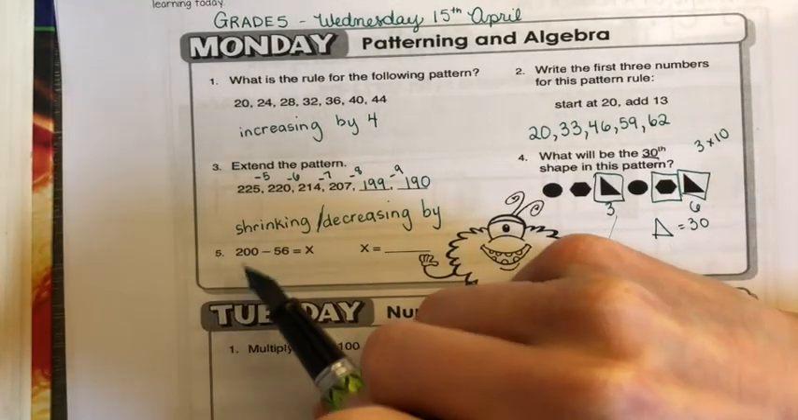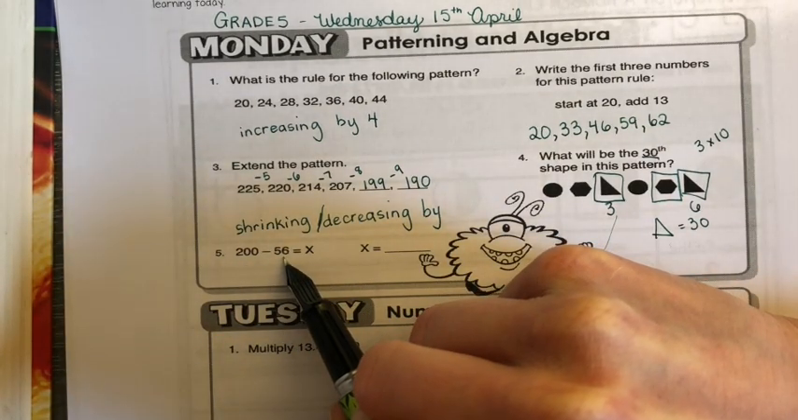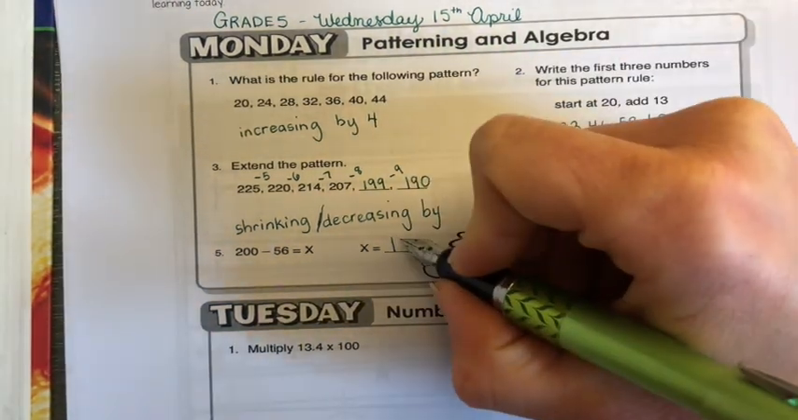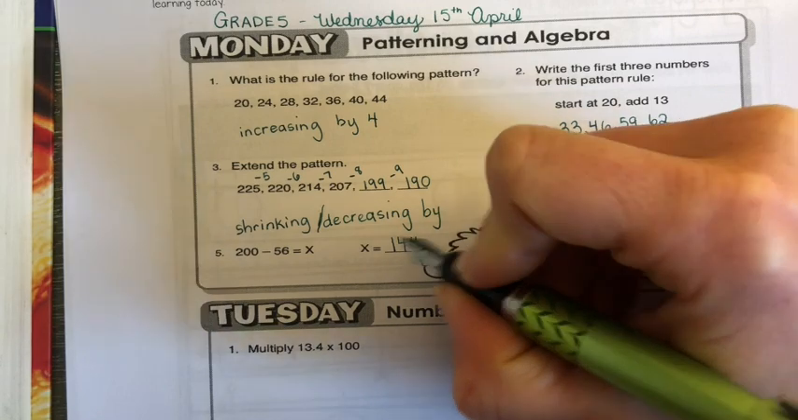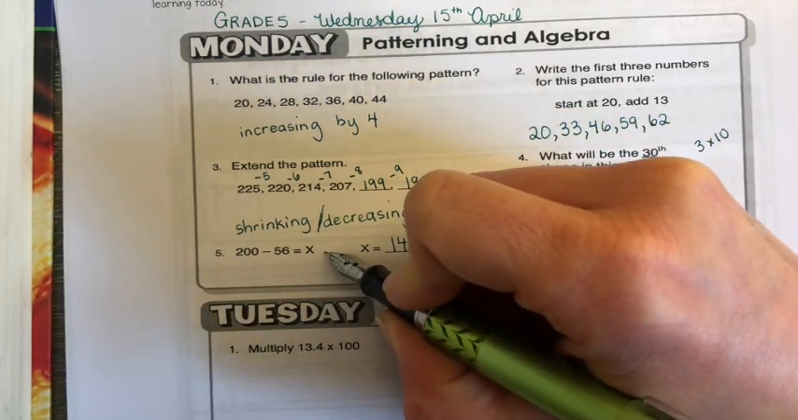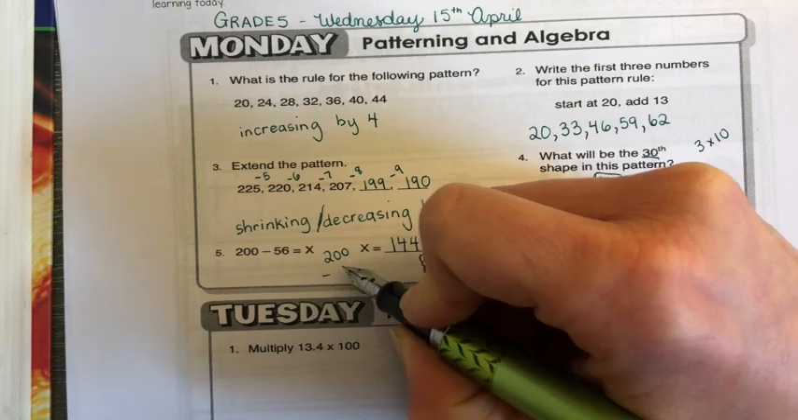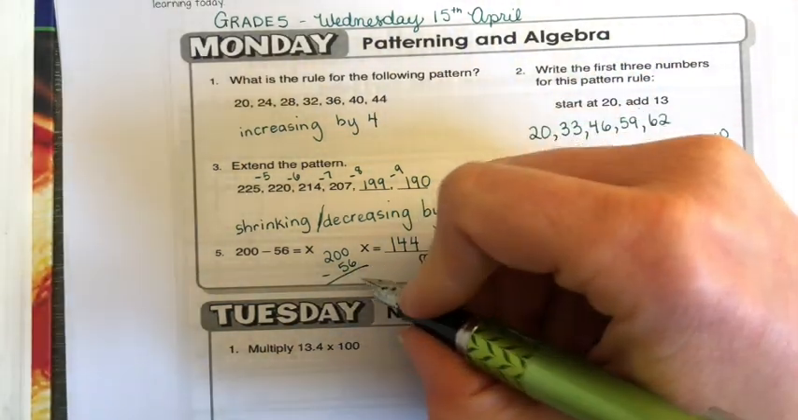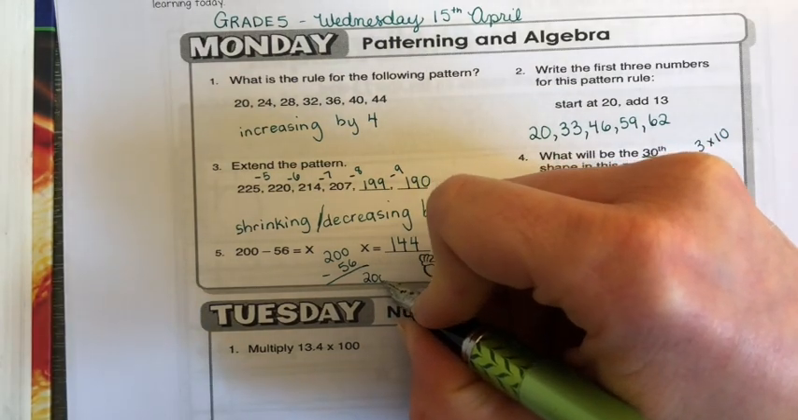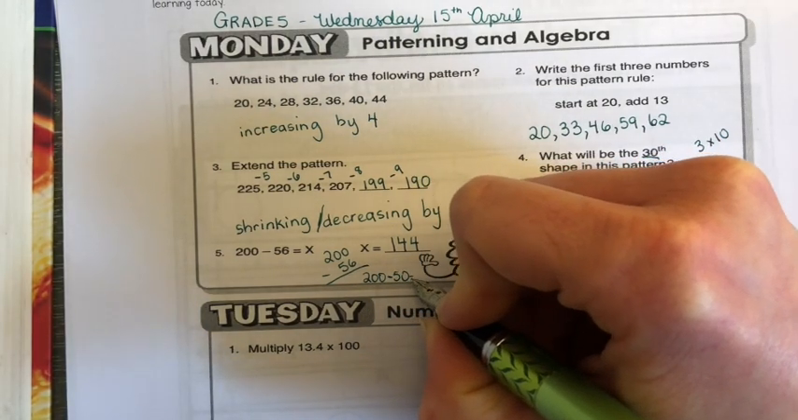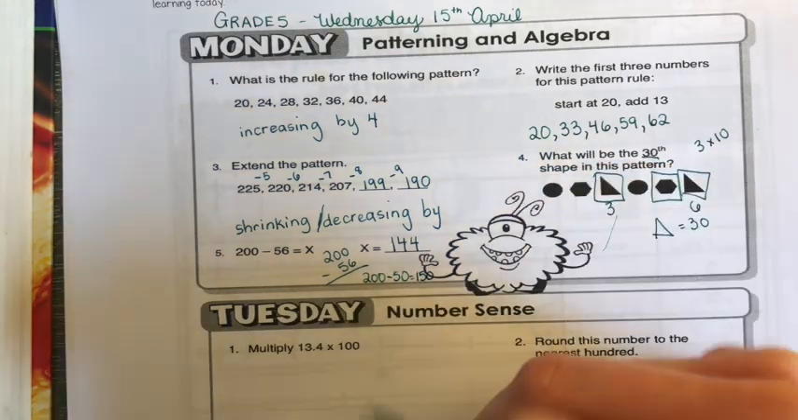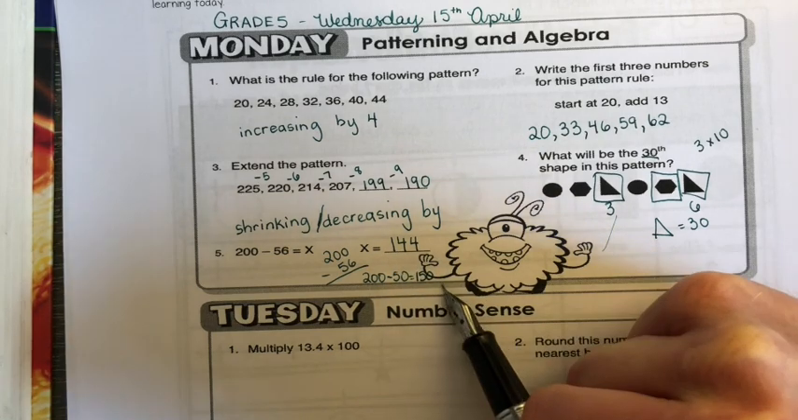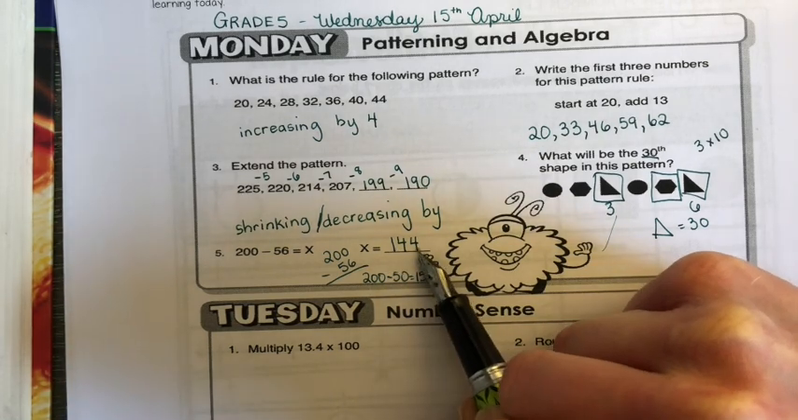I'm going to do it in my head because I know that 200 subtract 50 would be 150. Subtract 6 more is going to be 144. You could stack them to figure that out too. 200 subtract 56. Okay, 200 subtract 50, I'm going to write this out, is going to be 150. Okay, and then I have 6 more to subtract. Well, I know 10 subtract 6 is 4, so my next 10 is going to be 140, 144.